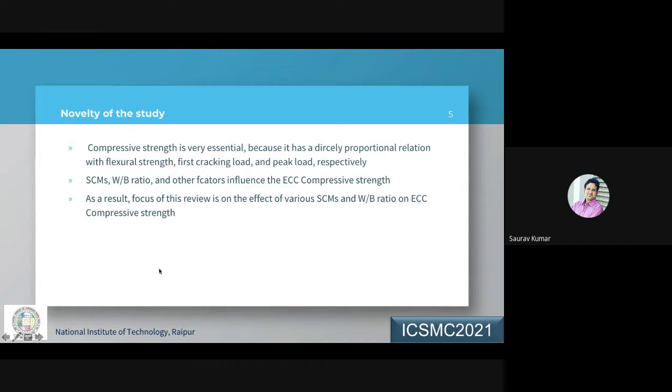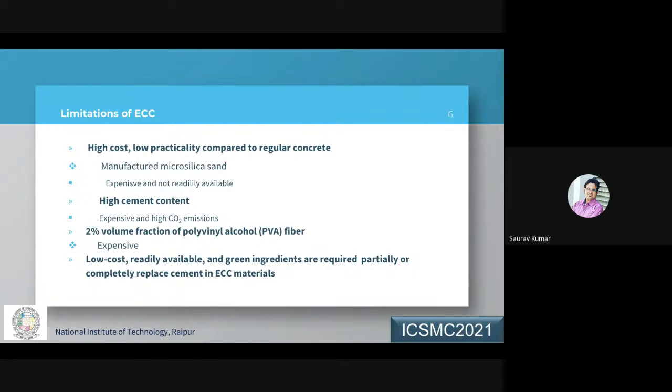Coming to the novelty of the study, compressive strength is directly related to flexural strength, so we have selected the compressive strength of ECC with respect to SCMs. For this study we are considering fly ash, GGBS, rice husk ash, as well as slag for this review.